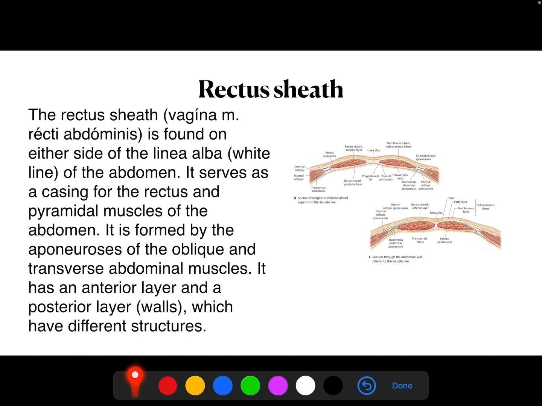Rectus sheath. Rectus sheath is found on either side of the linea alba of the abdomen. It serves as a casing for the rectus and pyramidal muscles of the abdomen. It is formed by the aponeurosis of the oblique and transverse abdominal muscles. It has an anterior layer and a posterior layer which have different structures.